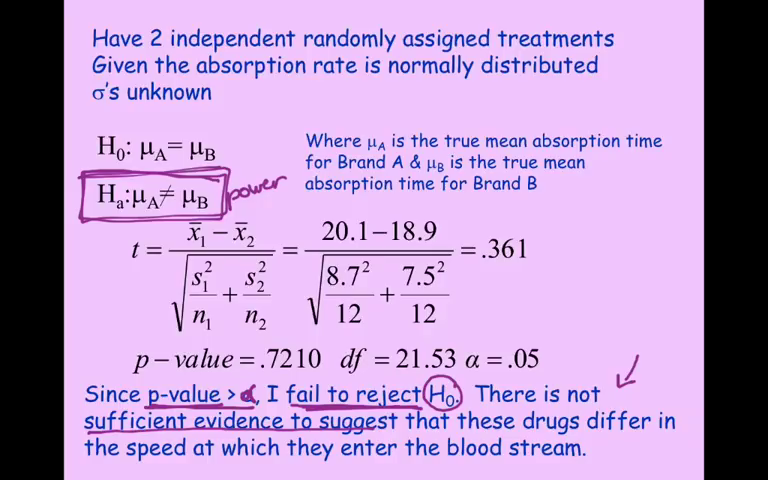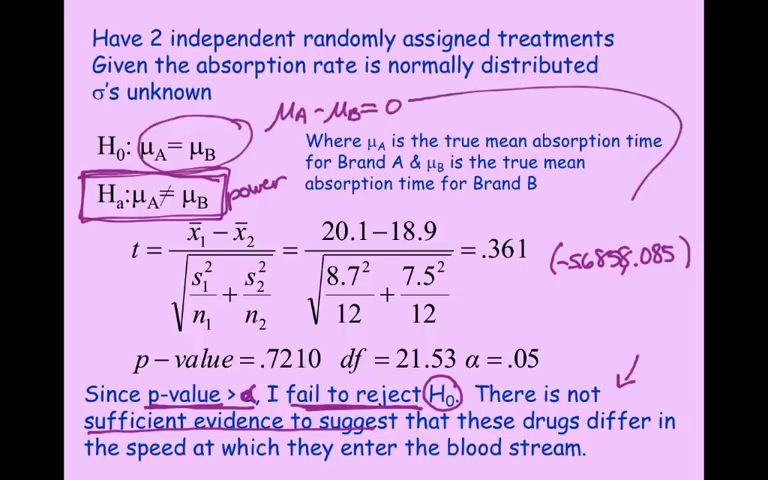If we think about our calculations for our confidence interval that we calculated for this question earlier, we got a confidence interval that was a difference between negative 5.685 and 8.085. If you look at our difference, mu A minus mu B is equal to 0, that's our null hypothesis. Since the null hypothesis is contained in our confidence interval, from our confidence interval we would also fail to reject the null. We are 95% confident that the true difference in the absorption rates lies somewhere in this interval. If 0 is in the interval, then we don't have any evidence to reject the null hypothesis.